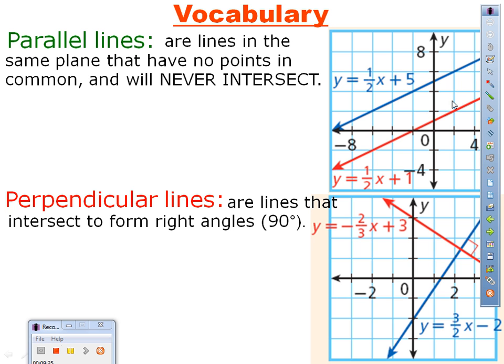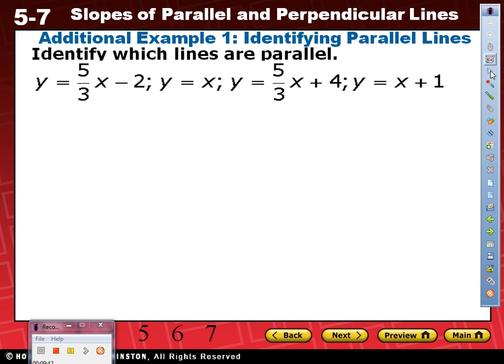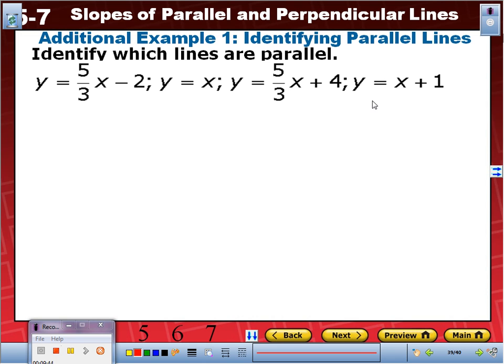Here we go. Copy this example down. Example number 1 on your Cornell notes, please. Example 1. And let's see how many equations we got. 1, 2, 3, 4 equations. Copy that, please.